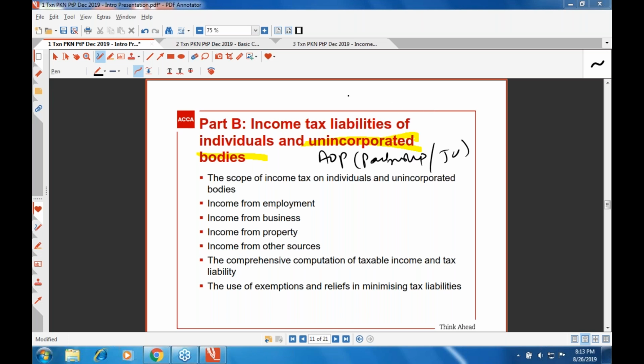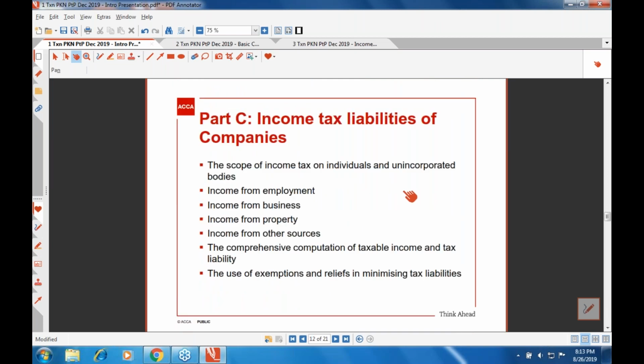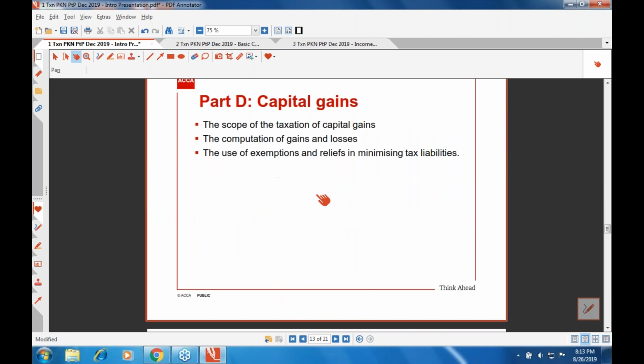Okay, so part B of the syllabus is about the unincorporated entities, which would include the AOP, the partnership, joint arrangements, etc. So that is also going to be covered. Then part C is about the income tax liability for companies, including all the heads of income. Part D is about capital gains.